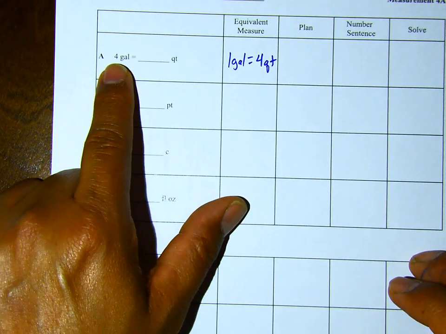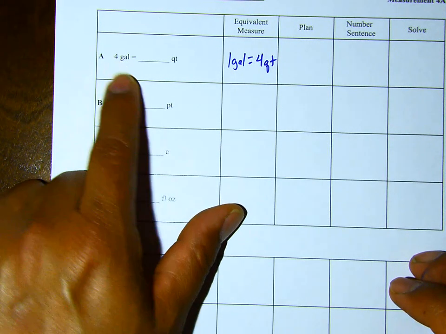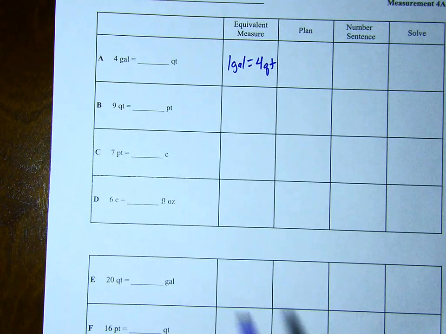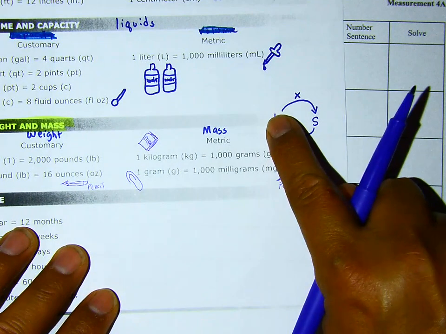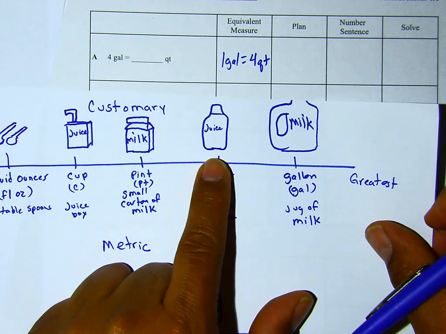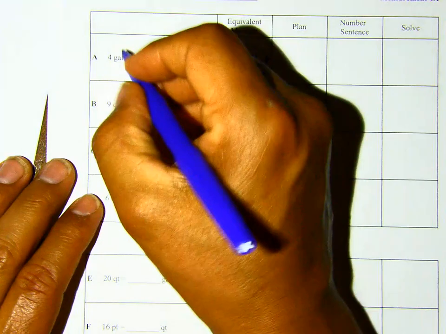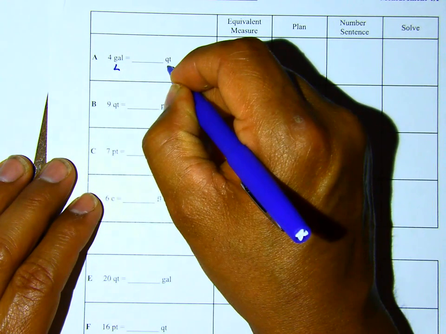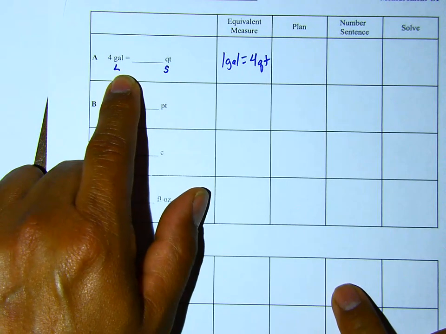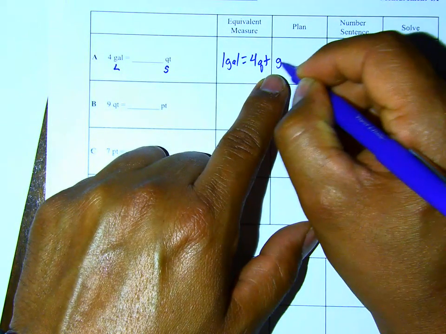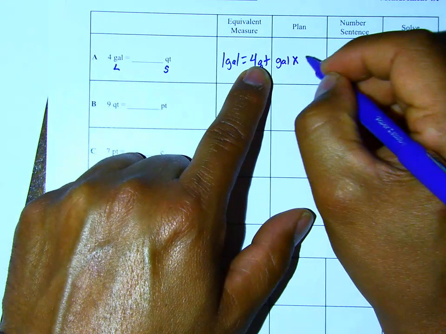Now, what's our plan? We're going to multiply whatever gallons we have times 4 quarts because we're going from a larger unit of measure to a smaller unit of measure. We're going to multiply. And we know a gallon is larger than a quart. So gallons are larger than quarts. So we know this one's the larger unit of measure and this is the small unit of measure. So we're going from large to small. We're going to multiply. So we're going to multiply whatever gallons we have times 4 quarts.